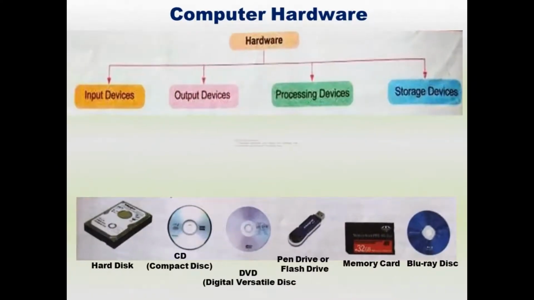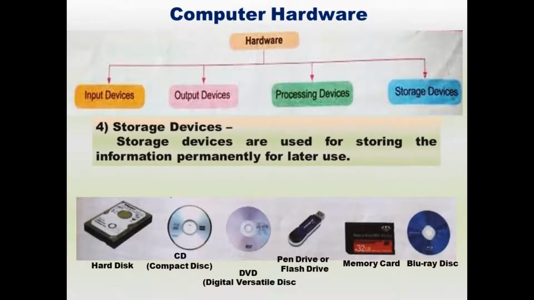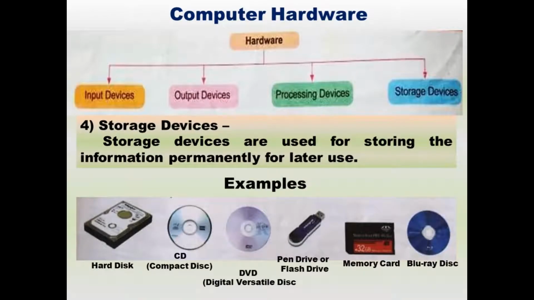Fourth kind of hardware devices are storage devices. The storage devices are used for storing the information permanently for later use. For example, hard disk, CD, it is called compact disc, DVD, it is called digital versatile disc, pen drive or flash drive, memory card, Blu-ray disc, all such kinds of devices are storage devices.